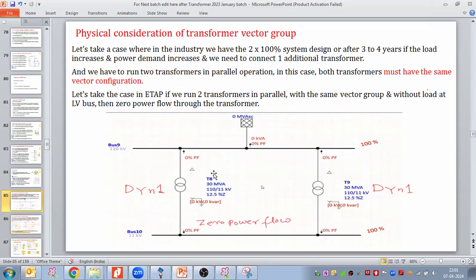So you can see in this snapshot of ETAP, there is no current flowing, 0 kVA, 0 and 0, everywhere it is 0, because there is no load connected here.